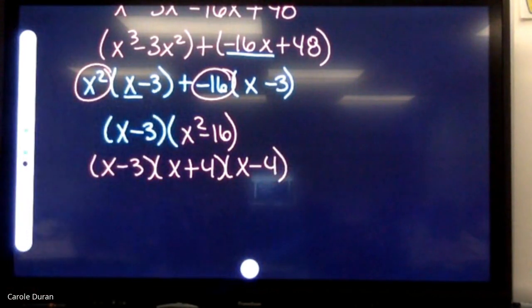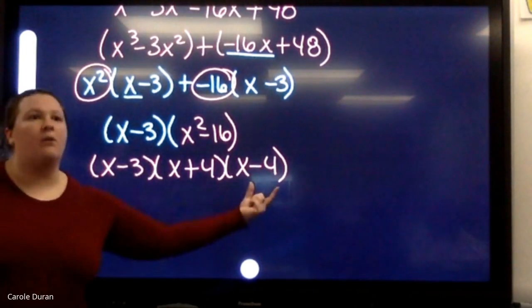The next step, if we were finishing this out and finding our zeros or our solutions, would be to set each of these equal to 0 and solve.